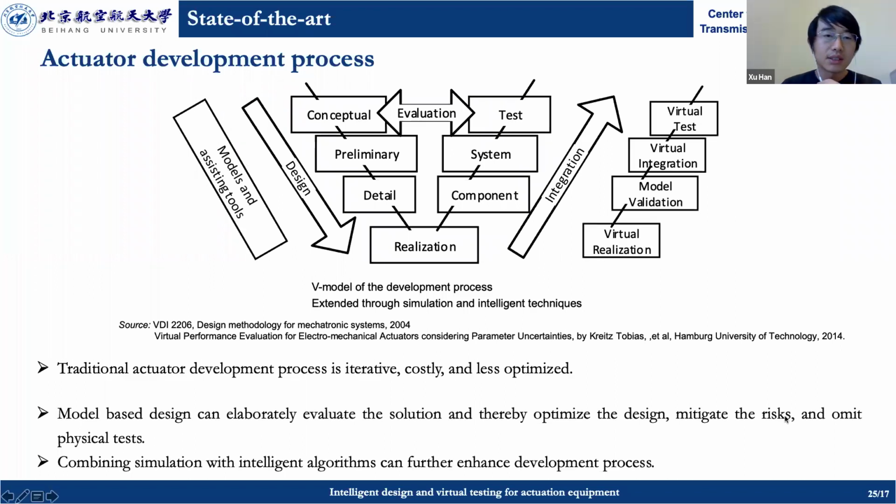So we can see researchers start to use models and other intelligent algorithms to make the design more optimized, and the models can help to mitigate the risks and also omit some physical tests. Also, researchers combine some intelligent algorithms to make the design more automatic and intelligent. So let's see how to implement this model-based design and testing. Next slide, please.